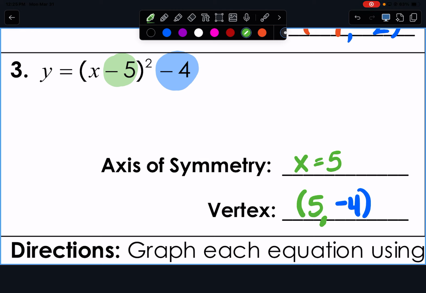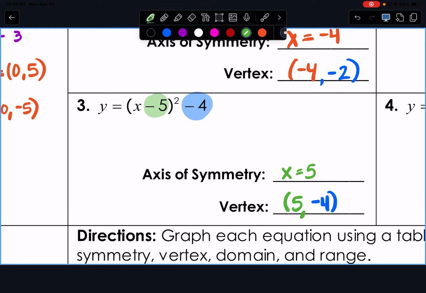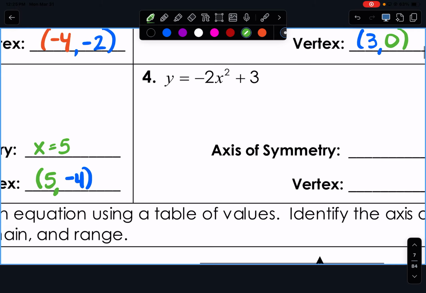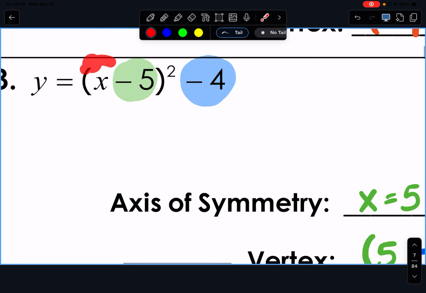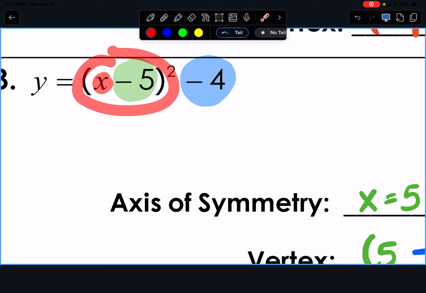Ms. Dobson, will the number in the parentheses always just be the opposite when it goes to being the vertex? The reason for that is because in order to make the whole parentheses equal 0, you would need to put a +5 right there, which is why it moves it to the right.